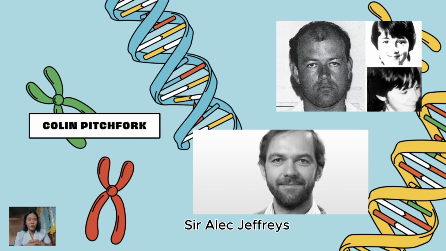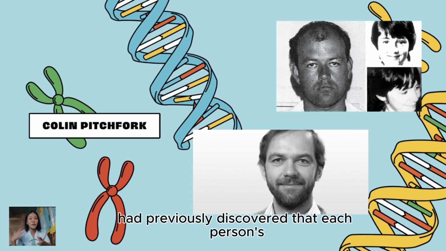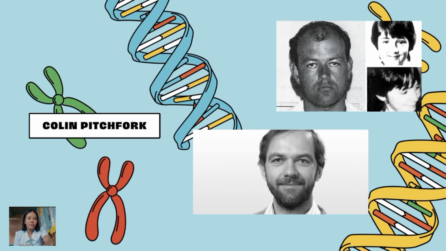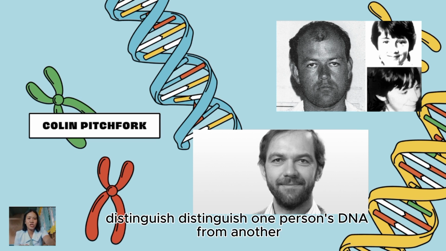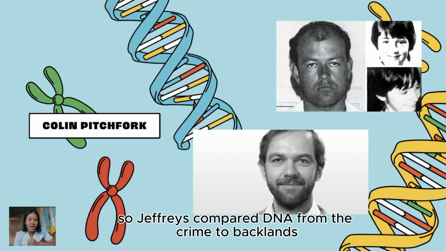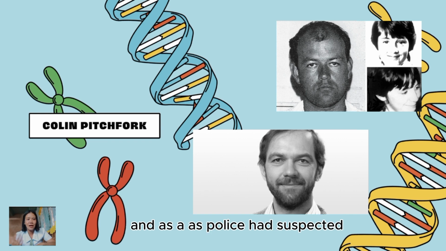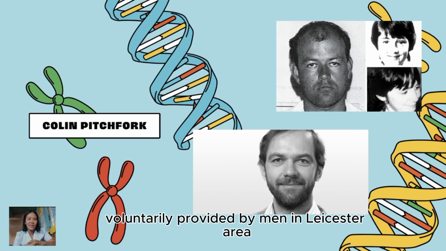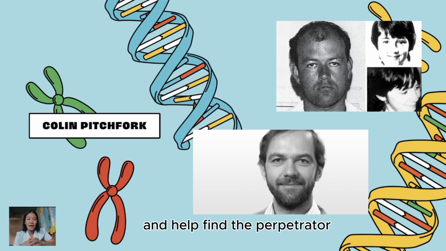Sir Alec Jeffreys had previously discovered that each person's DNA exhibited distinct patterns that could be used to distinguish one person's DNA from another's. Jeffreys compared DNA from the crime to Buckland's, and as police had suspected, it did not match. He went on to analyze over 4,000 DNA samples voluntarily provided by men in the Leicester area who wanted to clear their names and help find the perpetrator. Still no match was found.